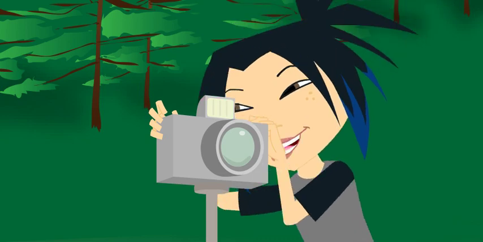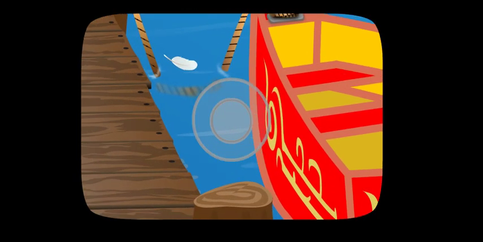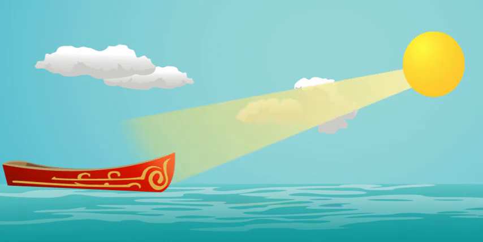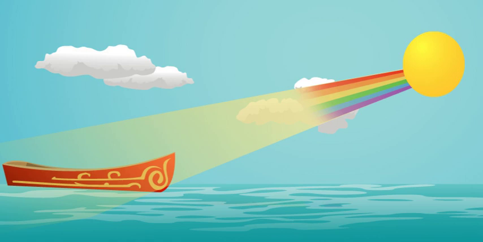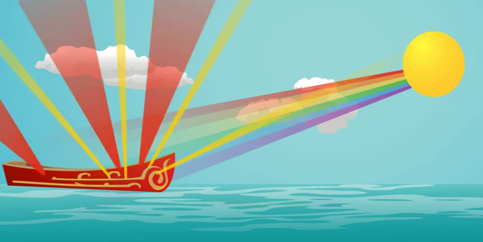Let's get some shots of that funky red boat. The color's really good. Yeah, and no reflection. Why's that? For two reasons. First, remember what we learned about light and color in class? When light hits a surface, some of its colors are absorbed, taken in, and not reflected. Oh yeah, and we only see the colors that are reflected, like the red and yellow on the boat.